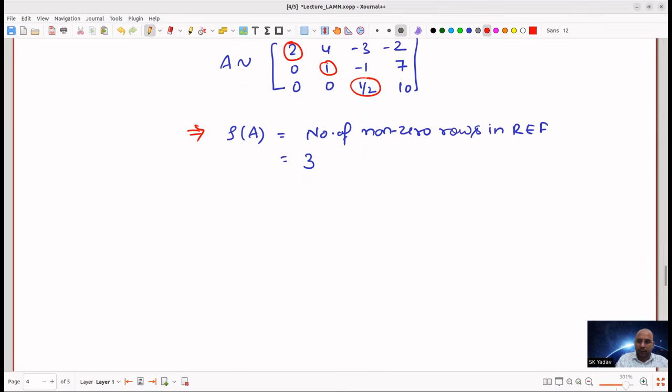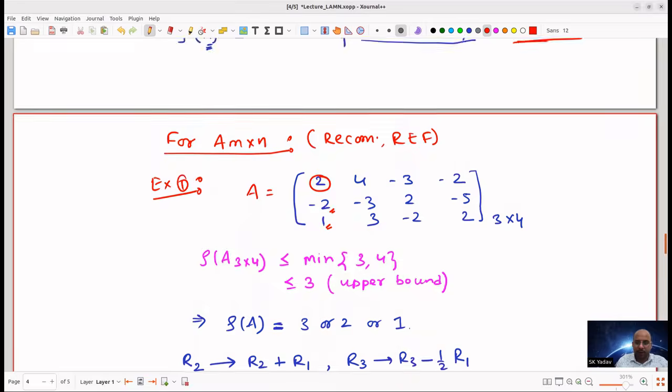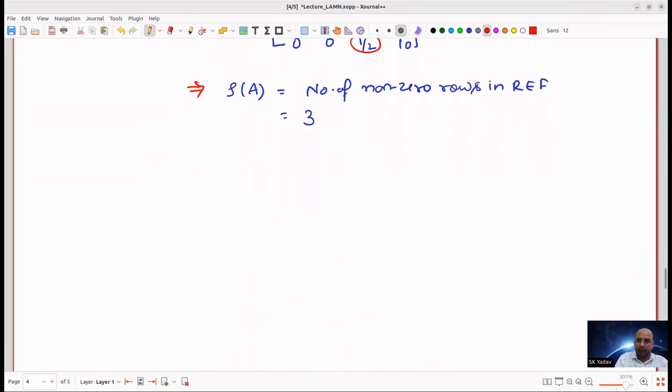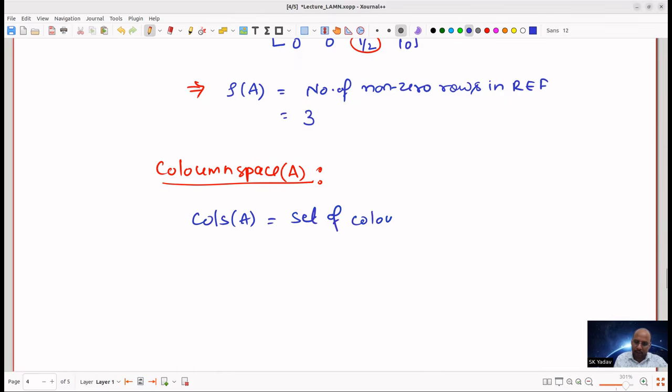Further, by using this REF, you can simultaneously find the column space of matrix A. So let us write what the column space is and try to understand it. Column space of matrix A is actually the set of columns of A which are independent, and that means you can write column space of A as the set of columns of the original matrix corresponding to pivot elements in REF.